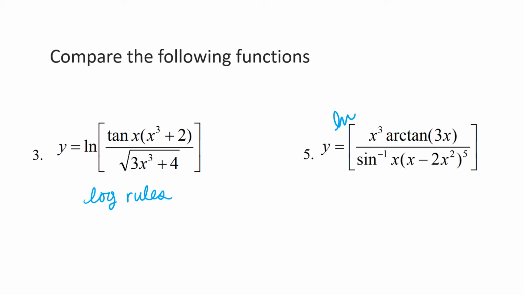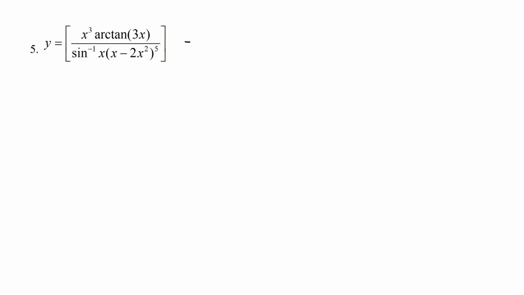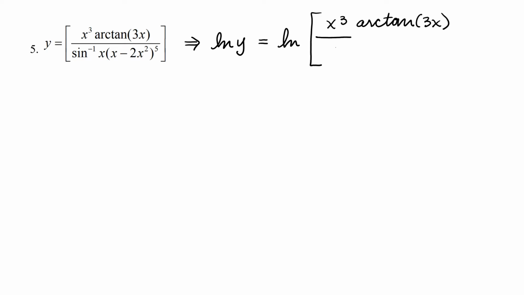And what's nice is there's actually a way to make that happen. The way to make that happen is to take the natural log of both sides. You just have to make sure that you're taking the natural log of both sides, not just one of the sides. So you have the natural log of y is equal to x cubed times arctangent of 3x, all over inverse sine of x times the quantity x minus 2x squared to the 5th power.